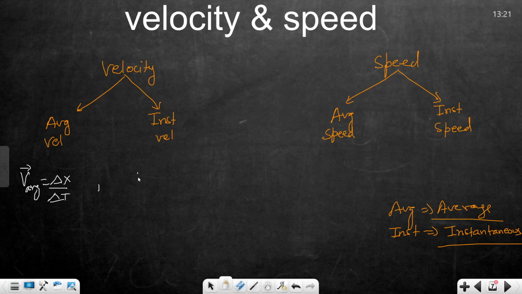While instantaneous is, at that moment, what is the rate of change of displacement, dx by dt. So dx by dt will give you instantaneous velocity. In the same way, average speed is delta s by delta t. This is the average speed, and instantaneous speed will be ds by dt. ds and dx will be same for a small fraction.